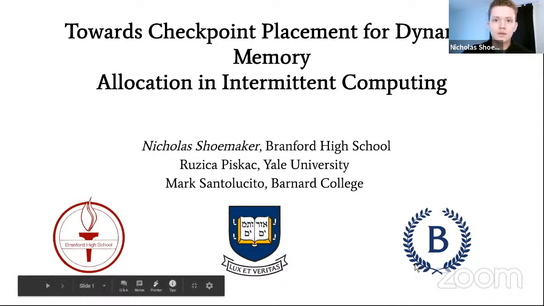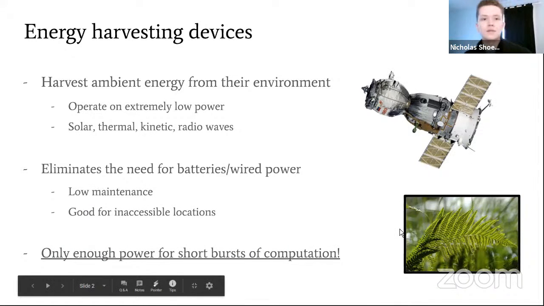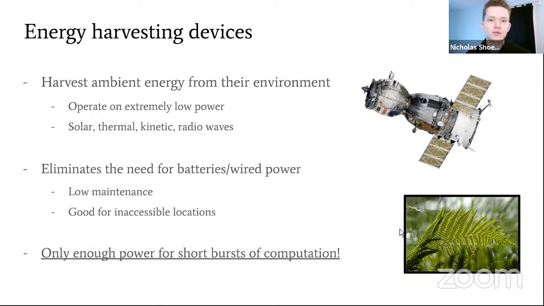And to start off, I'd like to give a little bit of context in the form of energy harvesting devices. As the name implies, these are just devices that harvest ambient energy from their environment in extremely small amounts. This could be from multiple sources, solar power, or even something as exotic as radio waves. The main advantage of these devices is that they eliminate the need for batteries or wired power, which makes them low maintenance and good for inaccessible locations. For instance, for long-running environmental sensors or even space satellites. But the problem with them is that they only have enough power for short bursts of computation. They can't be running continuously.